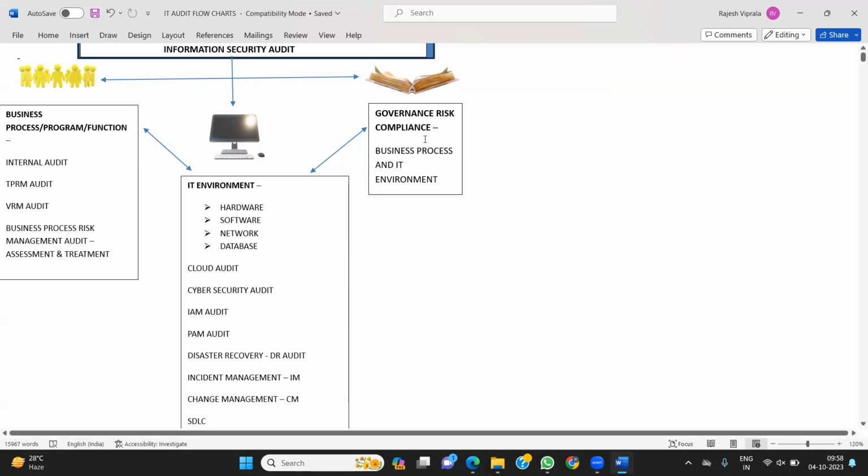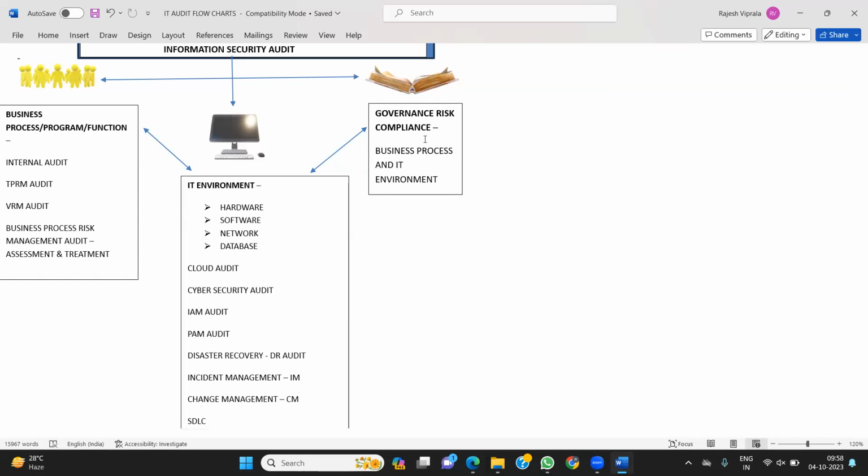So I will just review from the basics what we have discussed from day one. IT audits are carried out in three different areas. One is the business process, second is the IT environment, third one is the compliance area. Okay. So business process is nothing but the functionality of the departments.